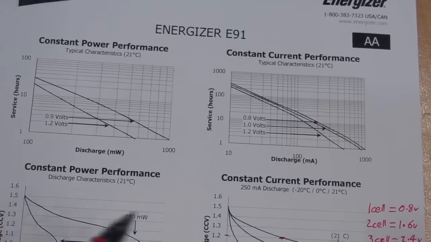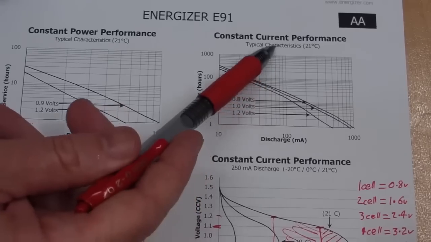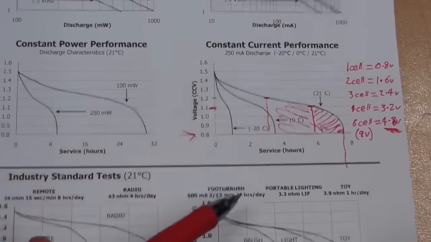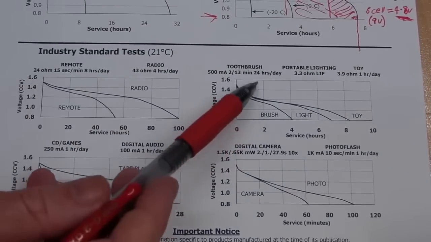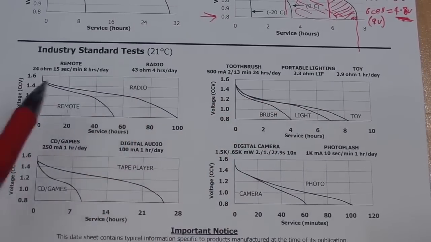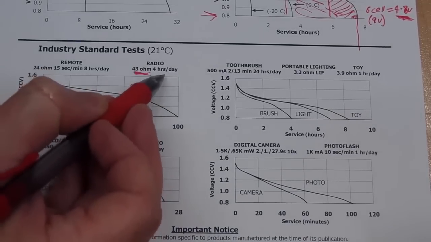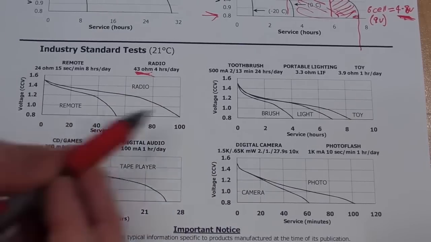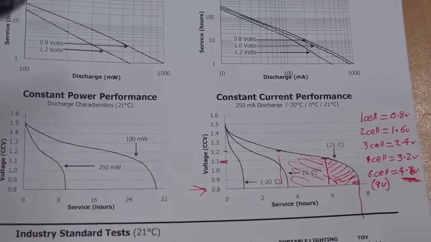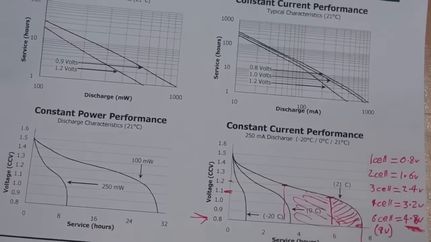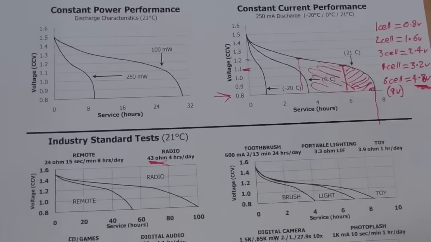And as you can see, a good data sheet will actually have constant power performance curves, and will also have constant current performance curves. And down here it's got what they call industry standard tests, and they're based on old transistor radio kind of things, and they're actually constant resistance tests, in this case 43 ohms for 4 hours per day and stuff like that. They give service hours. So you need to pick the performance graph that you think is acceptable for the particular type of load that your product is going to represent.